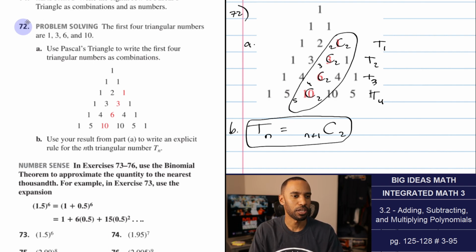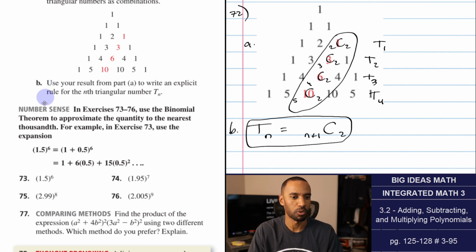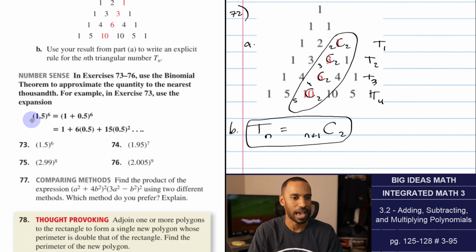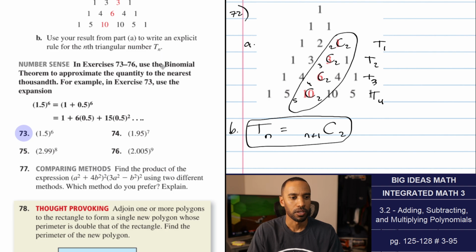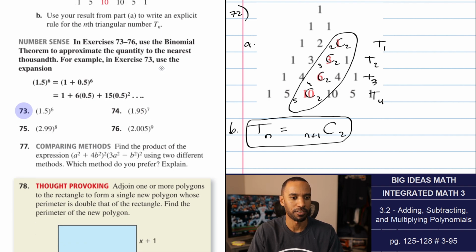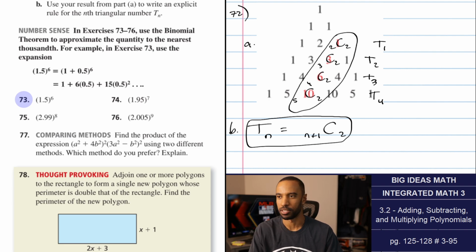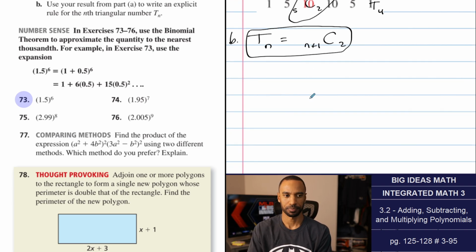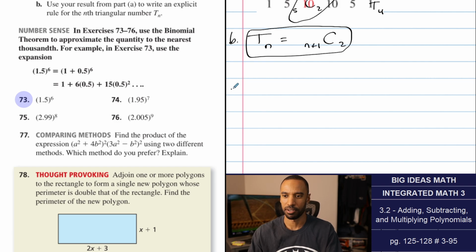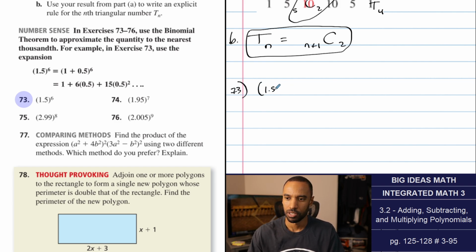All right, numbers 73 to 76, use the binomial theorem to approximate the quantity to the nearest thousandth. For example, use the expansion 1.5... Okay, to the nearest thousandth is 3 decimal places. So let's use 73 to do 1.5 to the 6th power. I guess they started it off for us. So, it's 1 plus 0.5 to the 6th.